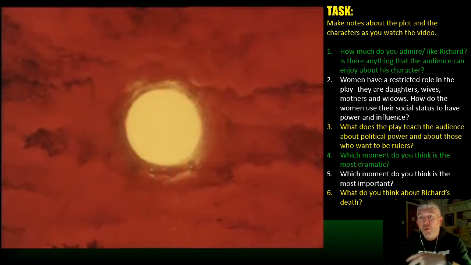So like I said, I've got a task here for you, and let's make notes about the plot and the characters as you watch the video. And there's 6 things I want you to be thinking about as we go through this, okay? And they're going to be on the side of the screen the whole way through. So these are the reflection questions that I want you to do at the end of this. But they're there for the whole duration of the film, so you can keep an eye on them.